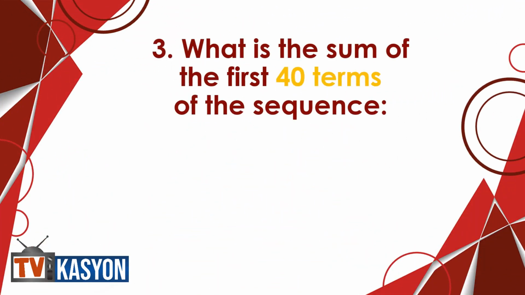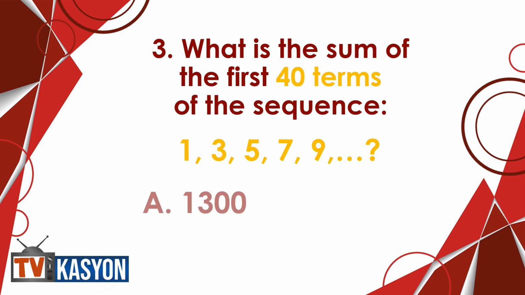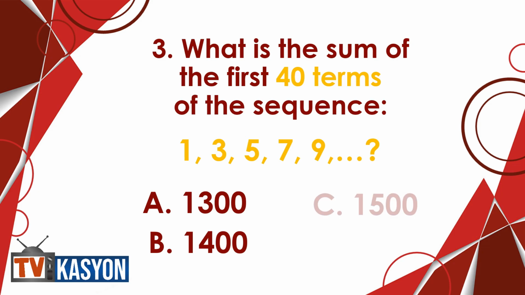Number 3. What is the sum of the first 40 terms of the sequence 1, 3, 5, 7, 9? A. 1,300, B. 1,400, C. 1,500, D. 1,600.